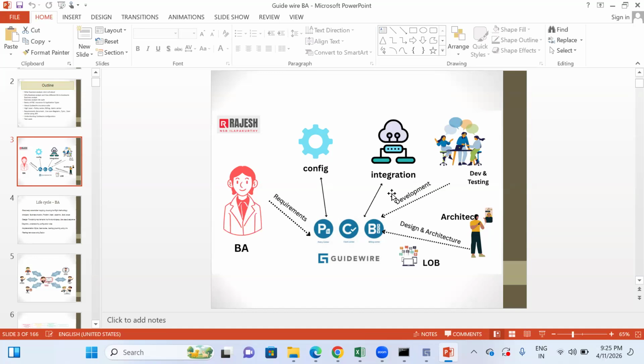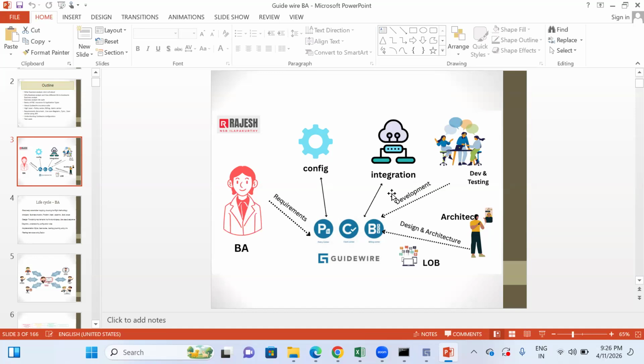Configuration means that according to the business rules of the organization, it has to be configured, which technical people do eventually. At the same time, integration. Let's say they are planning only for policy administration now, PolicyCenter. So the PolicyCenter application must be integrated with their old legacy billing and claim systems or any external systems like underwriting systems or any CRM or ERP applications. That integration is required to move the data from one system to another. So all these things come under integration. So they require some implementation partners who do that.